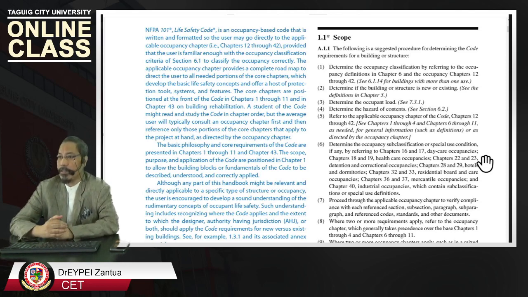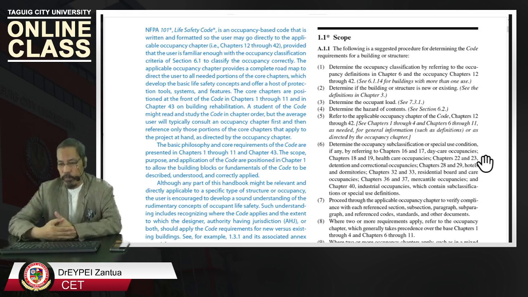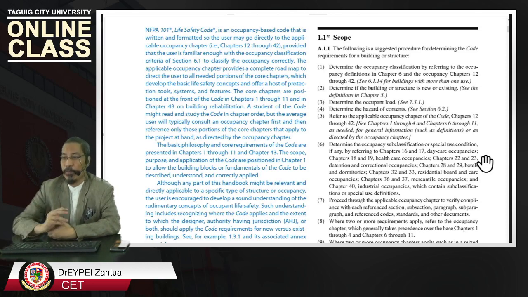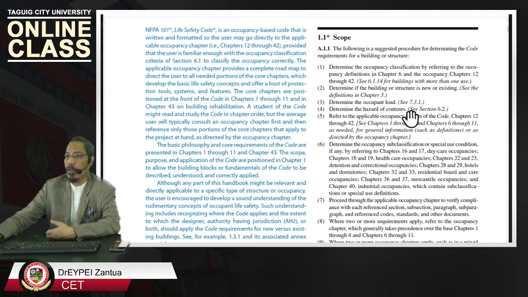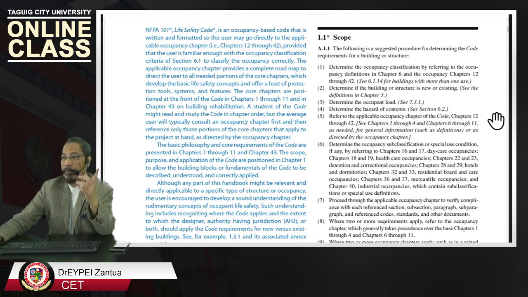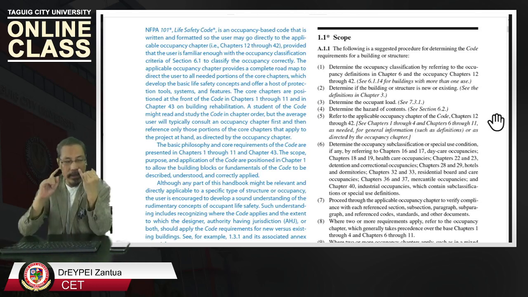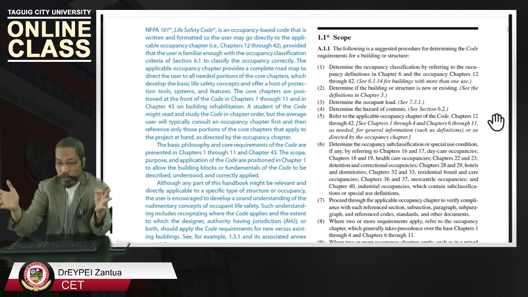The following is the suggested procedure for determining the code requirements for building structures. So this is the detailed scope. Number 1, determine the occupancy classification by referring to the occupancy definition in chapter 6. So the type of occupancy, that is chapter 6. So we need first to be able to determine what type of occupancy the structure belongs to. Okay? So we'll take note of about 3 in this course.